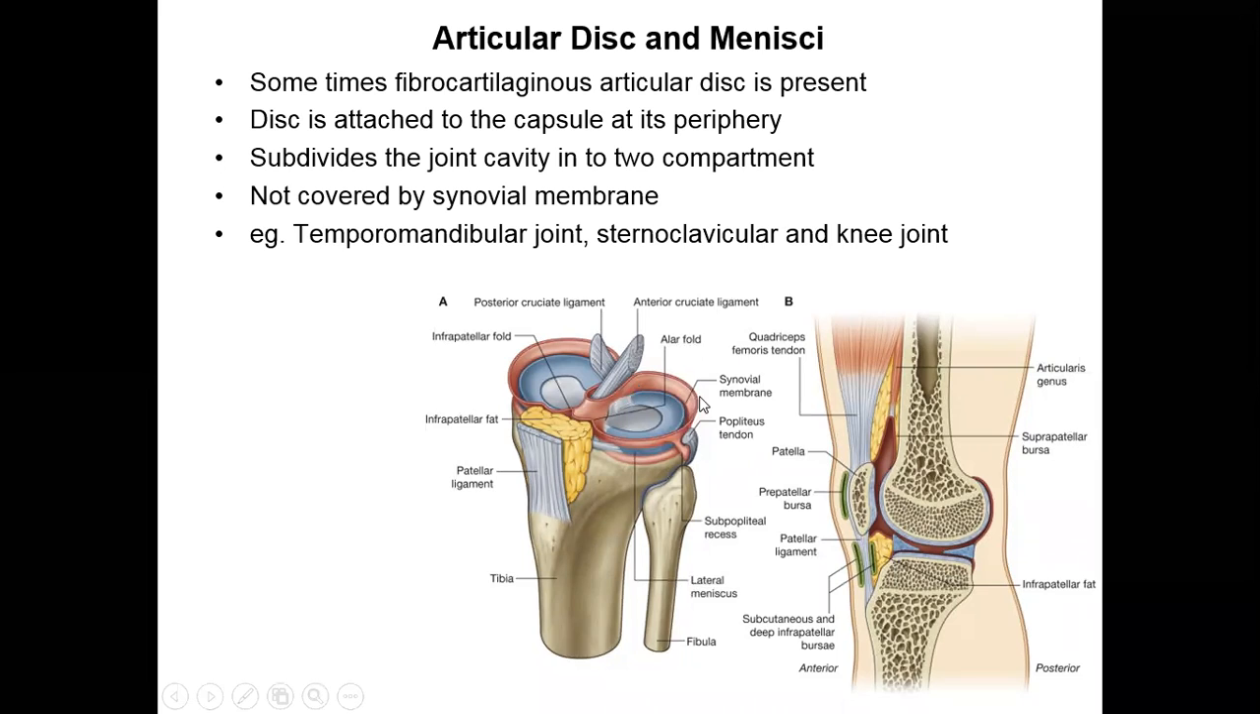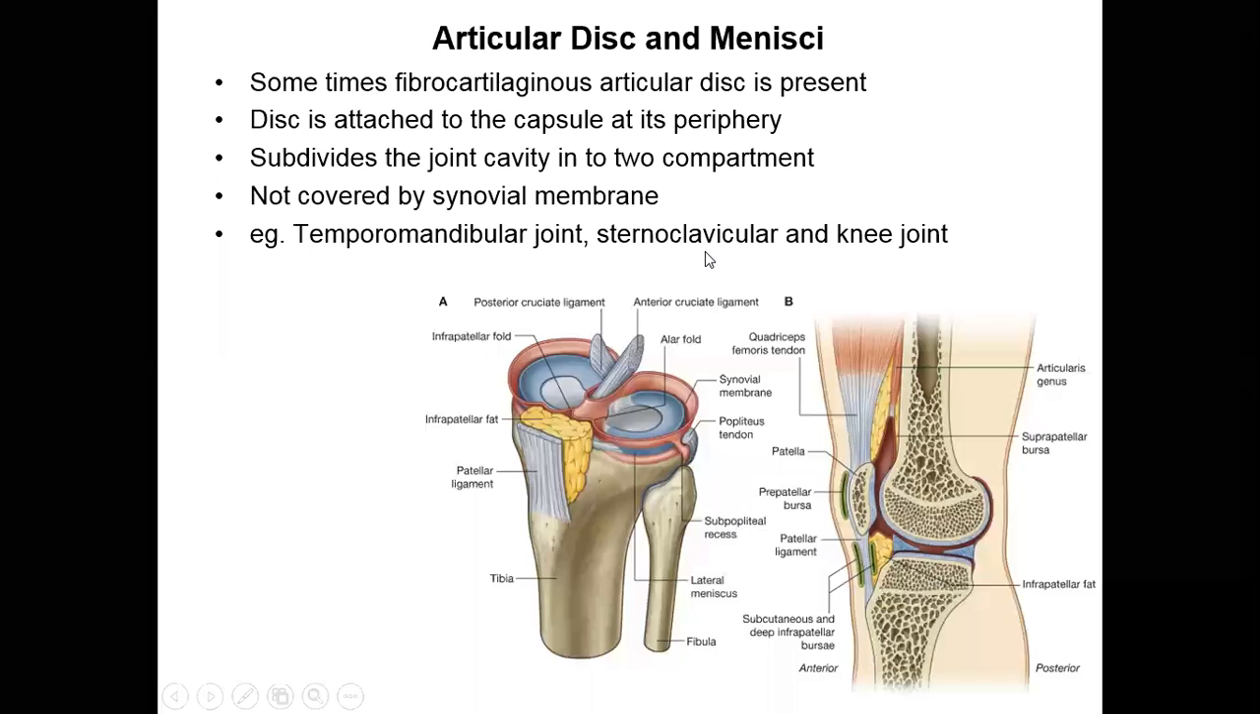Examples where you can see an articular disc or menisci are the temporomandibular joint, shortly called TMJ, the sternoclavicular joint, and the knee joint. These are synovial joints, but they have a disc in them which divides the joint cavity into two compartments: an upper compartment and a lower compartment. The movements in these compartments are usually different. Anyway, we will explain all these things when we see these joints.